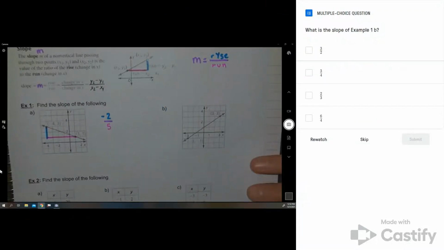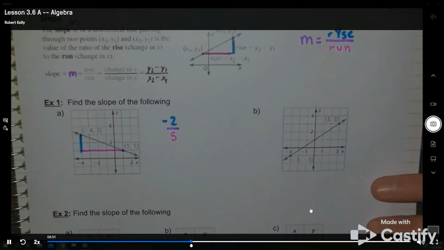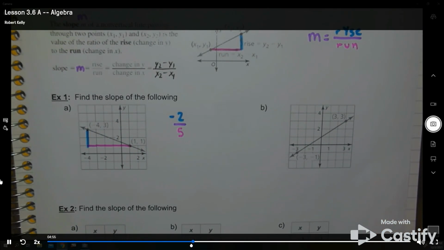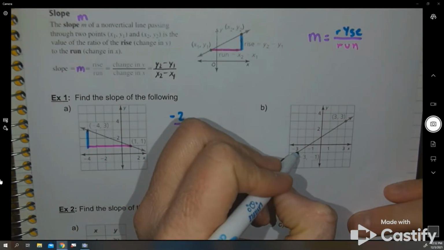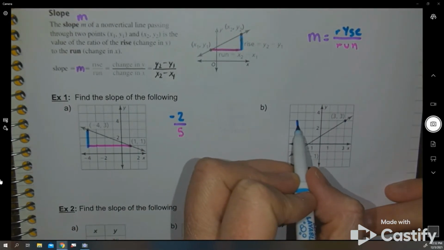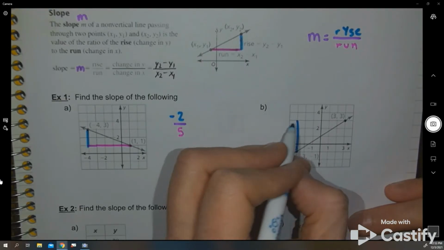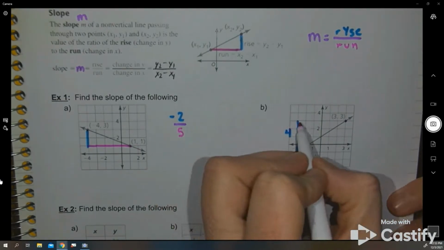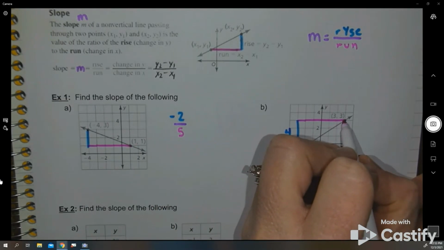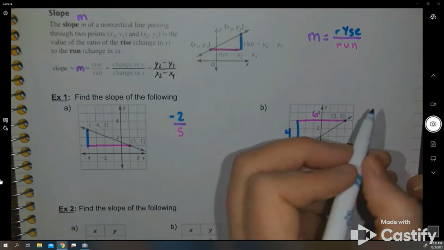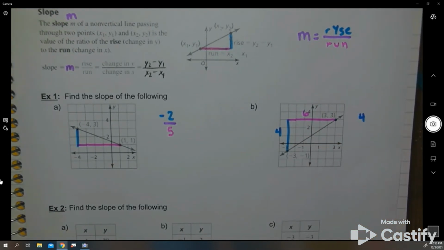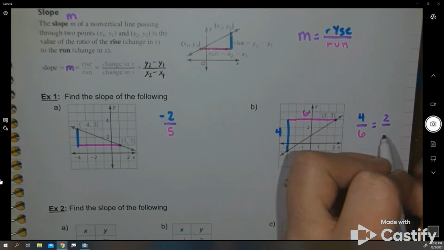For letter B, I again have 2 points. So I'm going to move. I'm doing my rise. So I have down here to up here. So I rose 1, 2, 3, 4 spaces up. And 1, 2, 3, 4, 5, 6 spaces to the right. So for B, I have 4 over 6. But this time, both of those numbers can be reduced by 2. So 4 divided by 2 is 2, and 6 divided by 2 is 3.